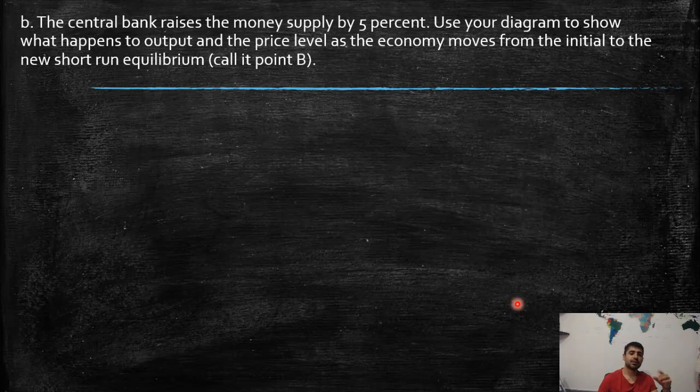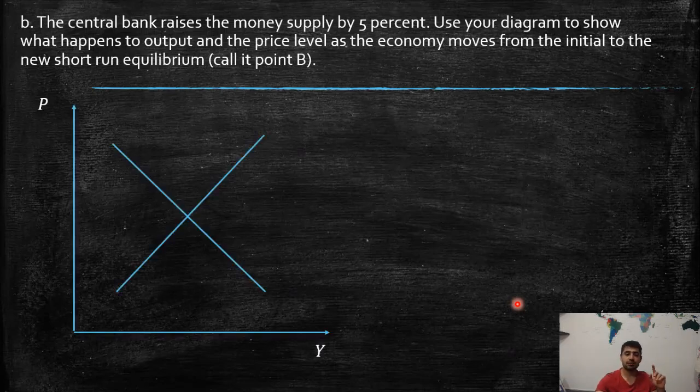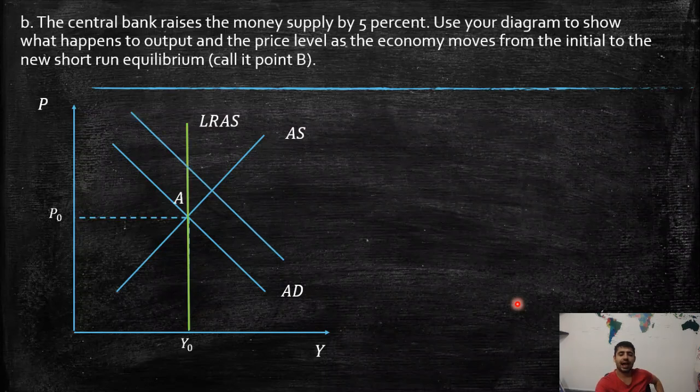Okay. B. The central bank raises the money supply by 5%. Use your diagram to show what happens to output and the price level as the economy moves from the initial to the new short-run equilibrium. Call it point B. So then, with this increase in the money supply, well, basically what we have here is that the aggregate supply moves to the right.